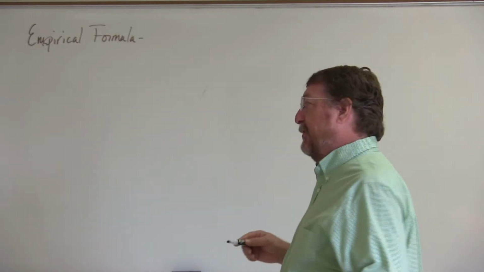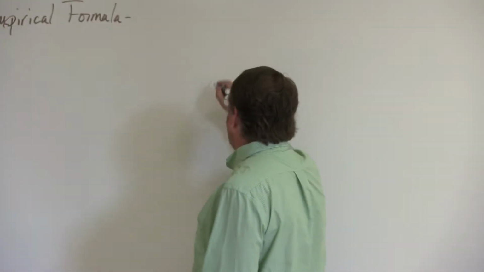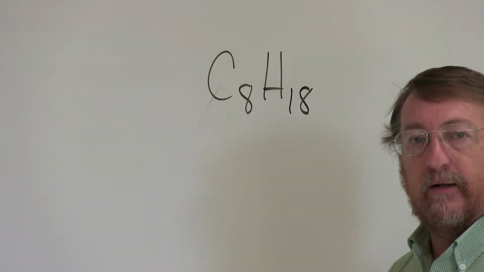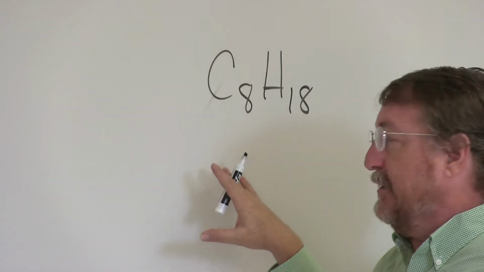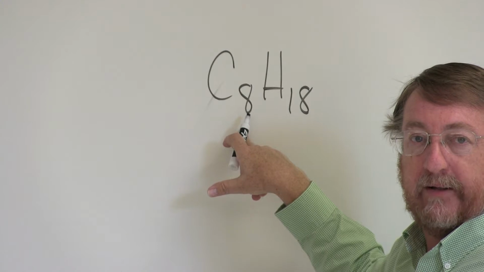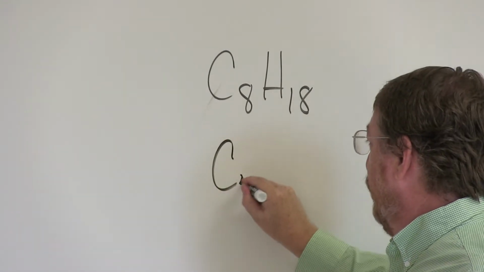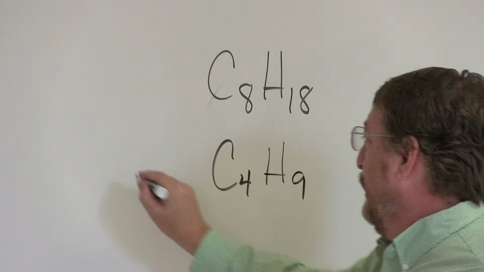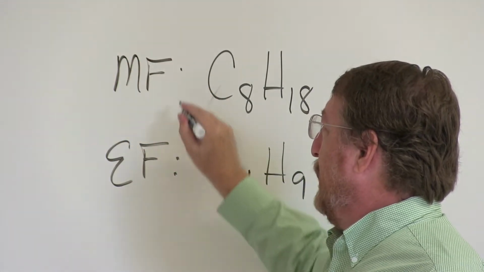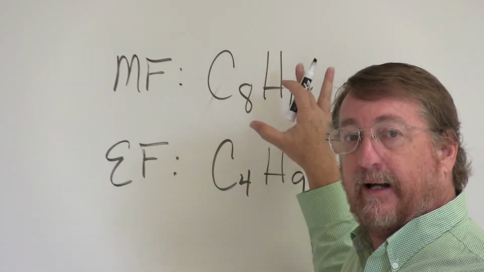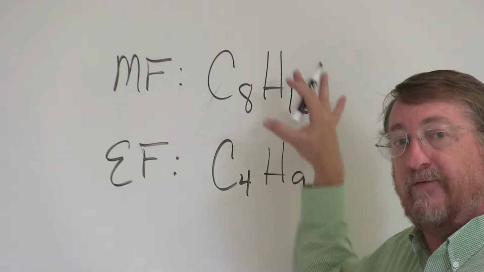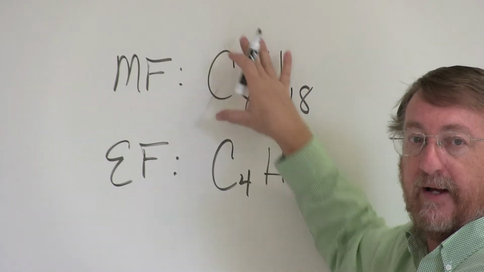So empirical formula, being the lowest ratio, if we have a compound like octane, which is C8H18, then the empirical evidence is going to tell us that the compound is, and we're going to divide out the greatest common factor, which is 2. So we're going to have C4H9. This is the empirical formula. This is what we call the molecular formula. The real molecule is C8H18. But empirical evidence is going to give us C4H9. And then we're going to have something else that tells us what this value is.